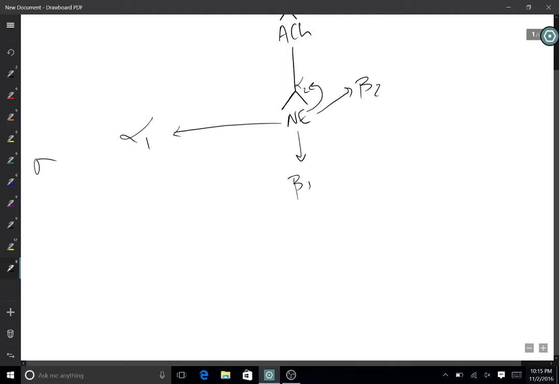And with alpha-1, the main effect that we're really going for is on our blood vessels, where what we see is vasodilation.